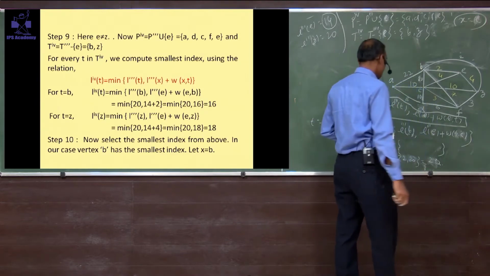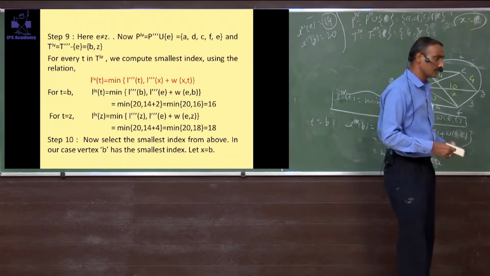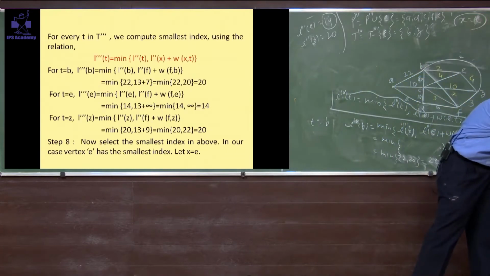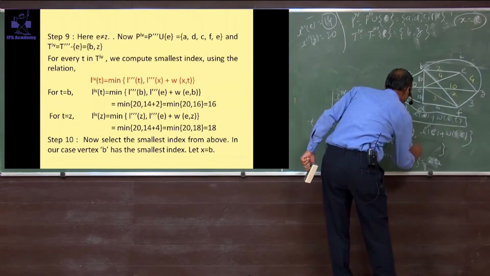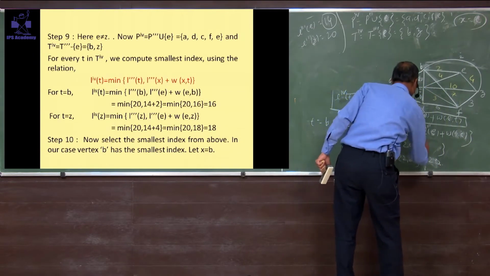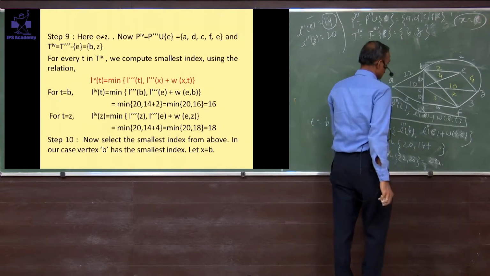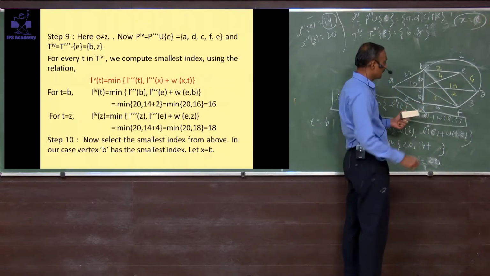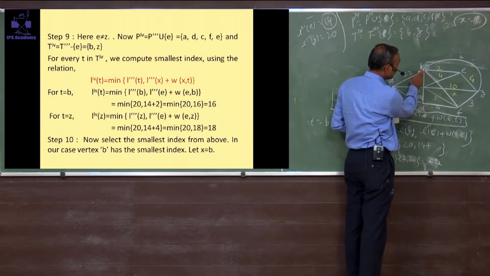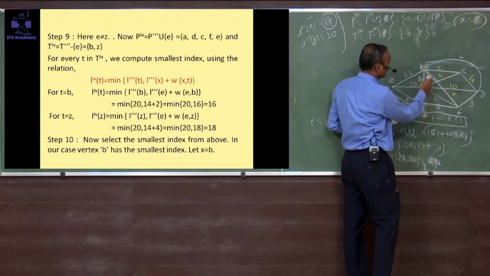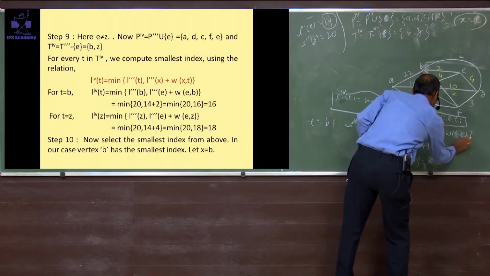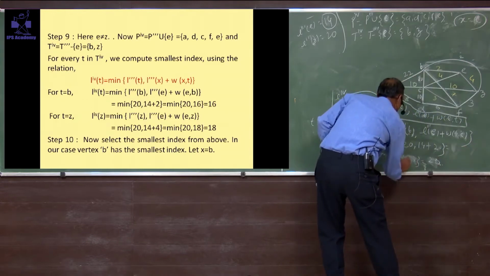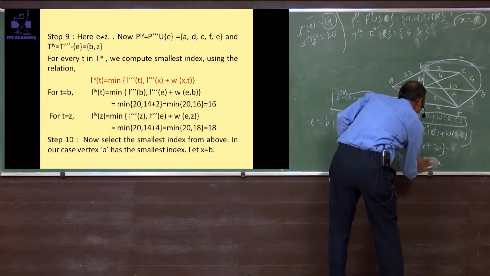We have to calculate this one here. In the previous slide we calculated here, this is 20, and L4 of E is 14 plus the weight of B comma E. B and E are directly connected, so we put 2 here, so this is 16. The minimum of 20 comma 16 is 16.